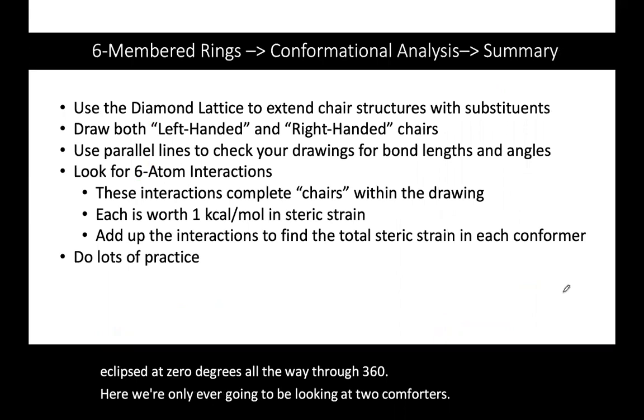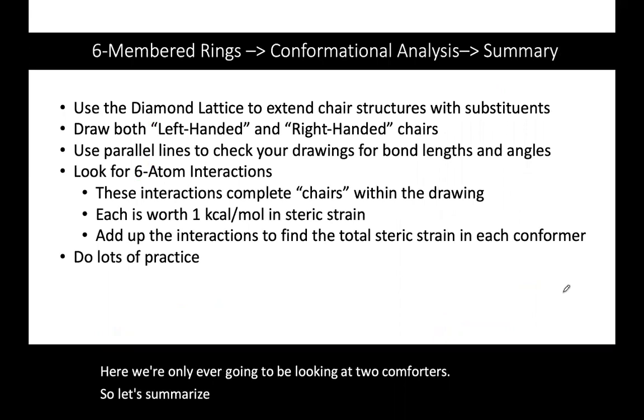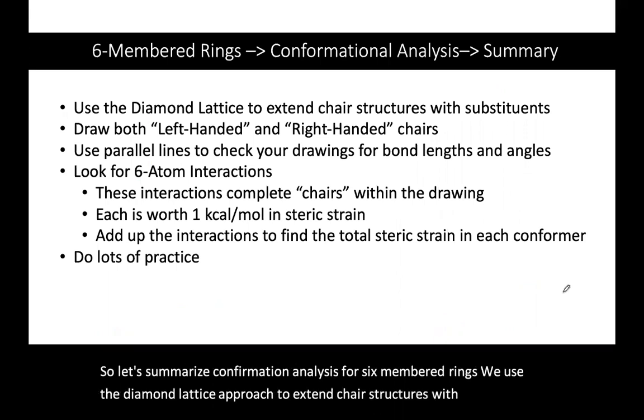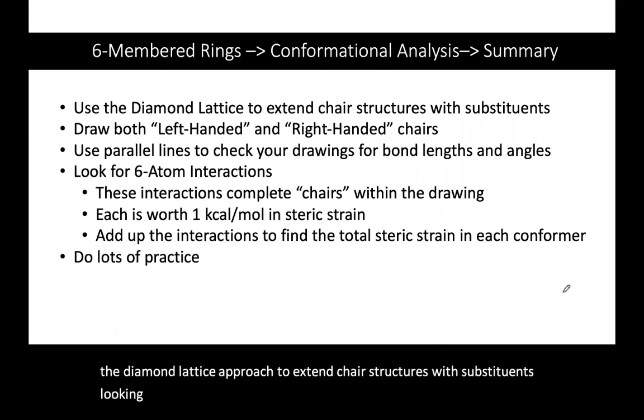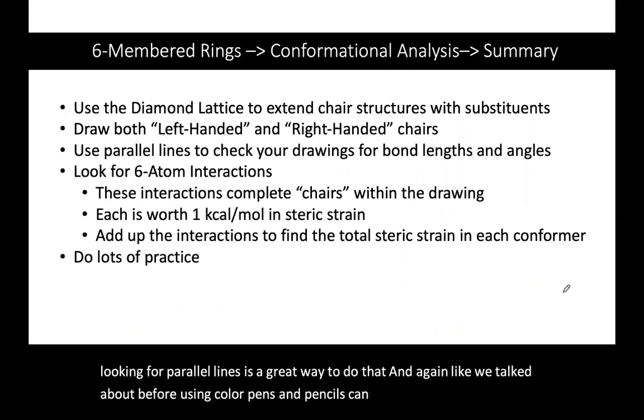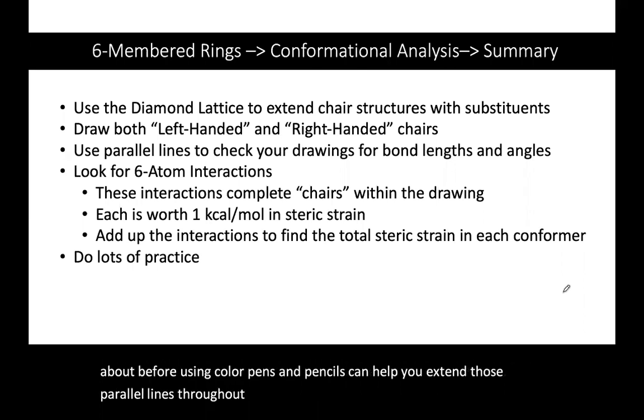So let's summarize conformational analysis for 6-membered rings. We use the diamond lattice approach to extend chair structures with substituents. Looking for parallel lines is a great way to do that. And again, like we've talked about before, using color pens and pencils can help you extend those parallel lines throughout your drawing as your chair structures get more interesting.